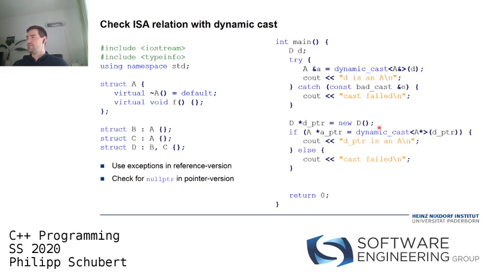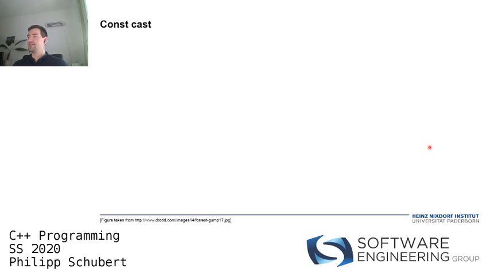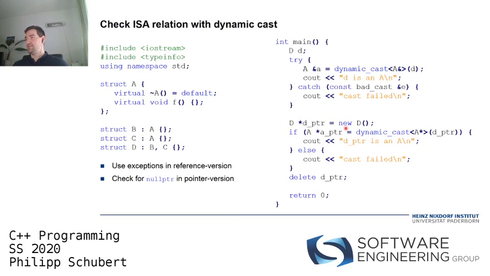And in the pointer version, you would just check for the null pointer. So if the overall expression here evaluates to the null pointer, then the cast failed, and otherwise, if that is something other than the null pointer, then that cast would succeed. That's the idea. And yeah, also we need to delete what we allocated here, so very important.